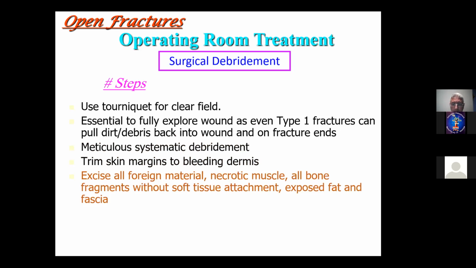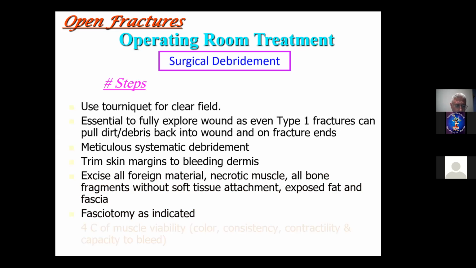Even if this results in a defect, the treatment of a bone defect is much easier than treatment of a chronic osteomyelitis associated with non-union. Exposed fat or fascia should be excised. Fasciotomy, as indicated. The presence of an open wound or open fracture does not mean you're not going to have a compartment syndrome. No, compartment syndrome is one of the complications of open fractures. For the muscles, you have to check for the 4 C's of the muscle: viability, color, consistency, contractility, and the capacity to bleed.